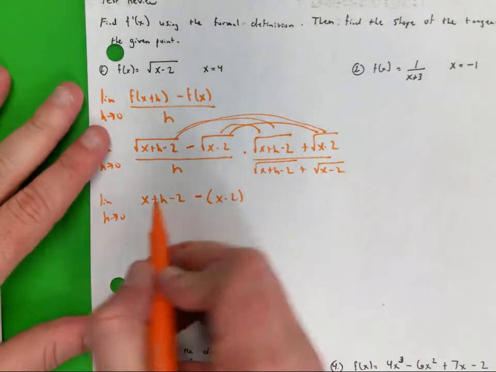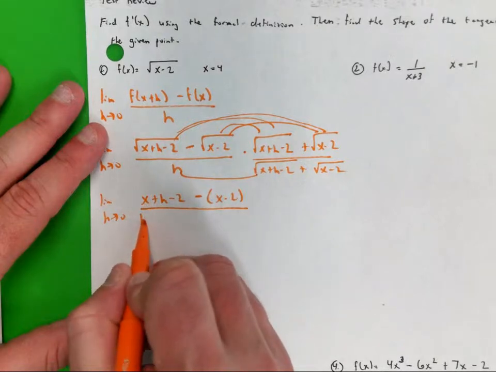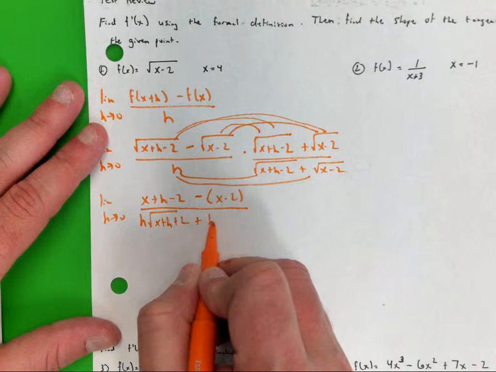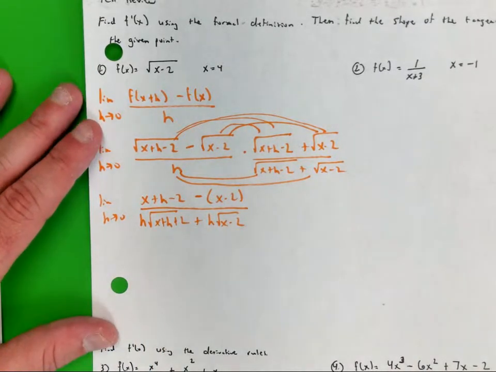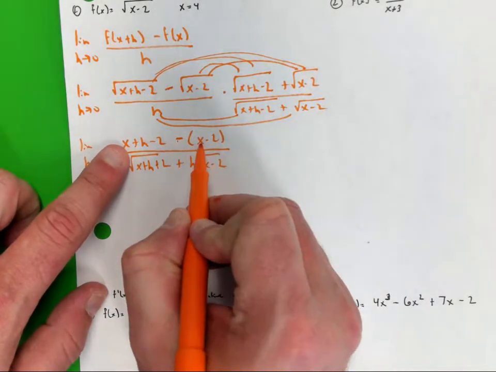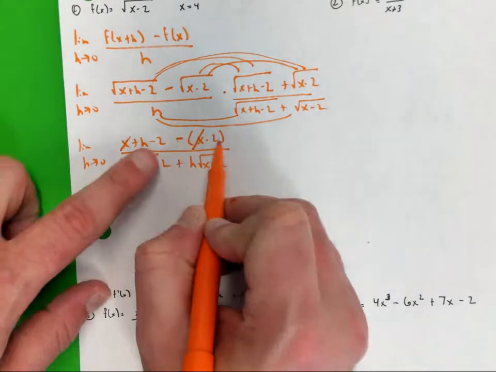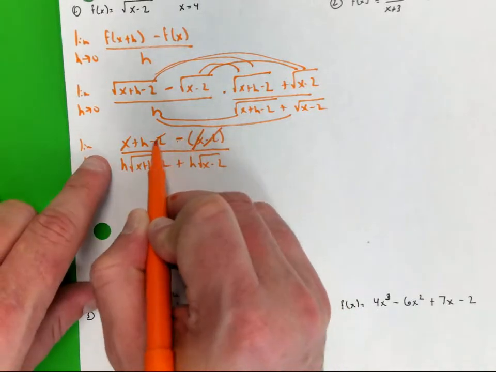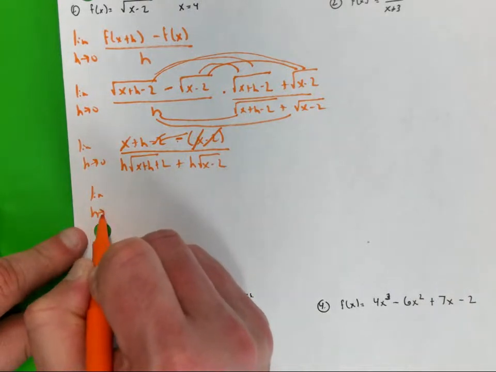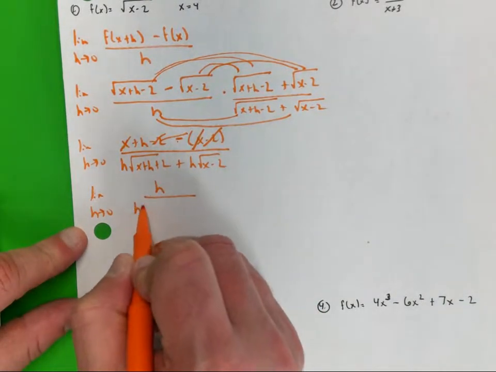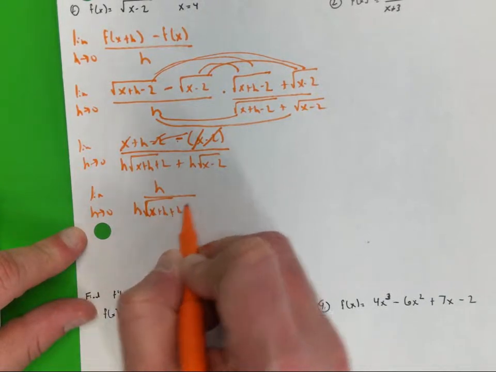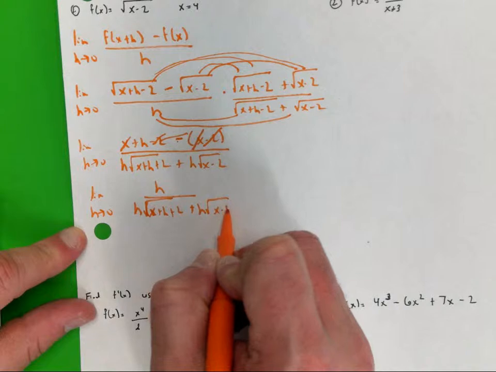All right, now, I'm going to come under, distribute the h. Looking at the numerator, what happens to these x's? Because this minus will make it a what? And what's this minus 2 going to make it? A positive. So all that's canceled out, isn't it? So I'm left with the limit as h approaches 0 of h over the square root of x plus h plus 2 plus the square root of x minus 2.